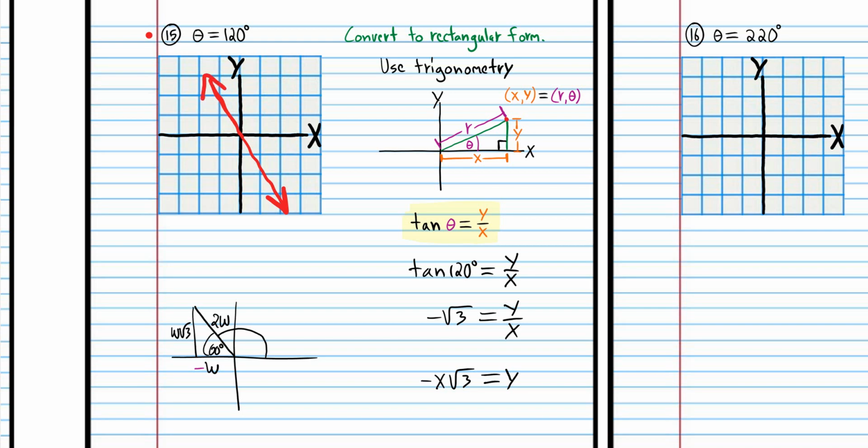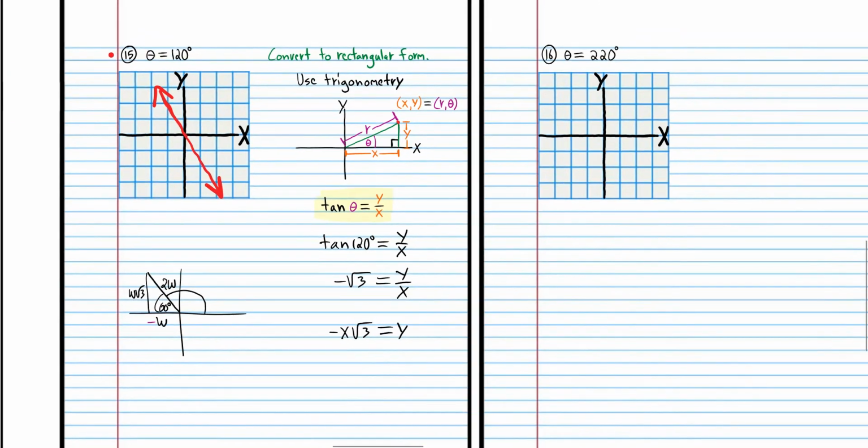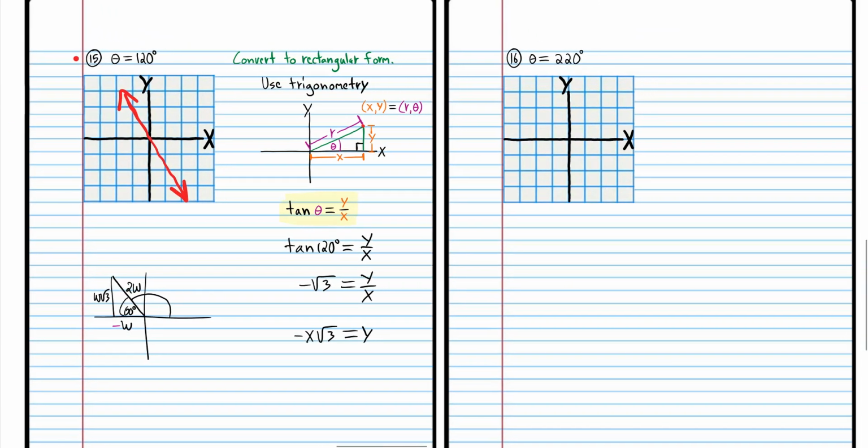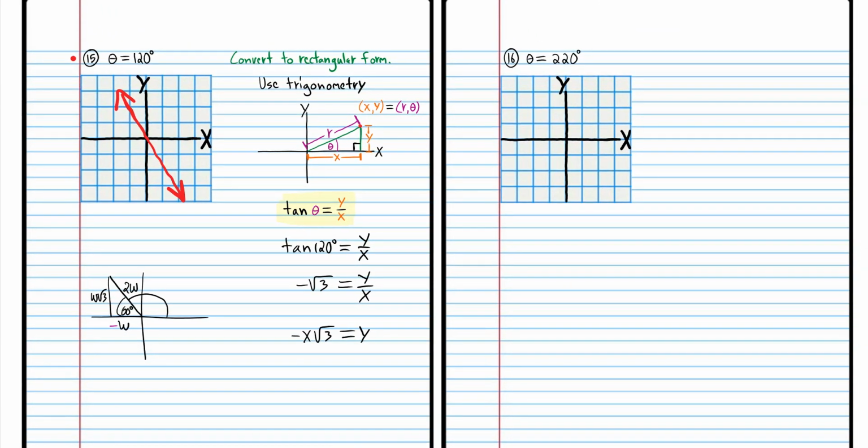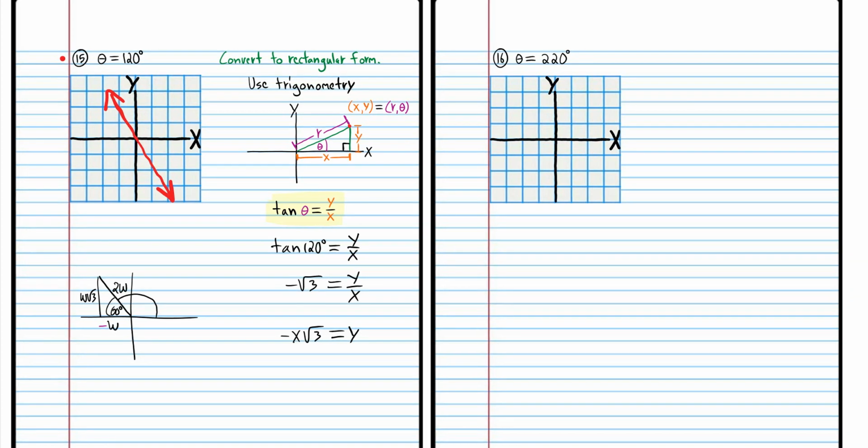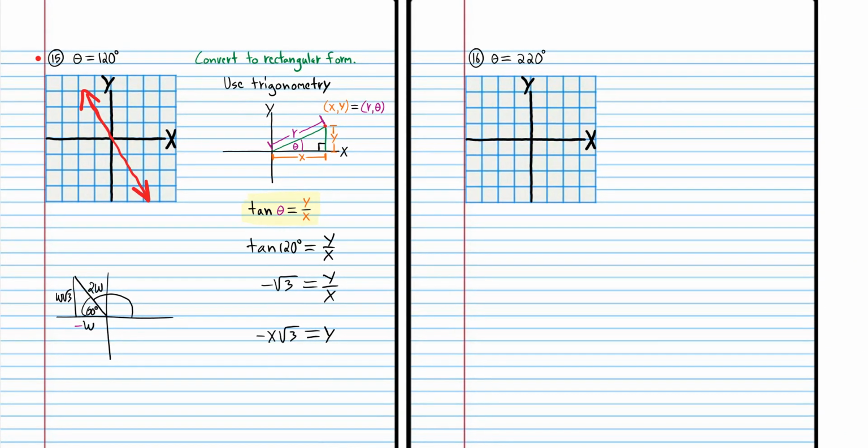So you want to go to the calculator. Root 3 is 1.73, so you're going to go down 1.73 and to the right 1, or up 1.73 and to the left 1. Okay, so again, these are examples where converting to rectangular form helps us to graph. You don't have to convert to rectangular form, but it just helps us to see what's going on.